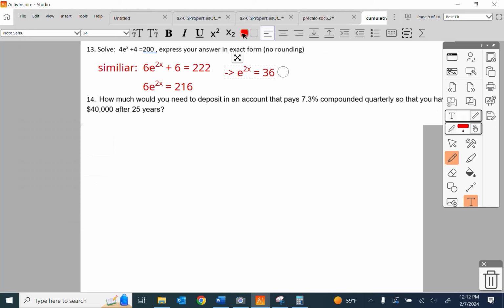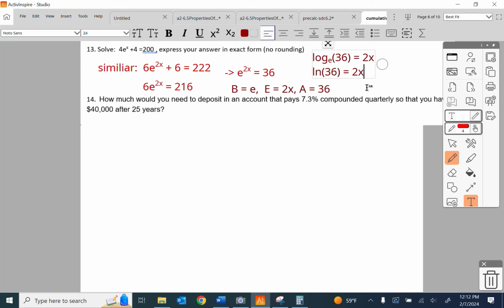Time to identify your bases and your answers and your exponents and all that good stuff. Your base is e, your exponent is 2x, and your answer is 36. Bay. So I end up with a log whose base is e, whose answer is 36, and it equals 2x. And log is ln.